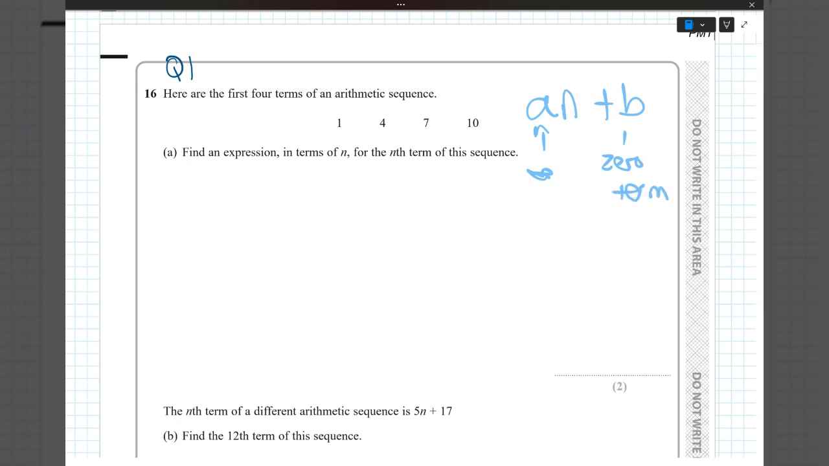So we can see from this sequence that it's going up in threes, which means it's 3n. And if we then go backwards, because this is plus 3, plus 3, plus 3, if we subtract 3, we get to negative 2, and that's the value that goes on the end. And that's all you need to do for those questions.